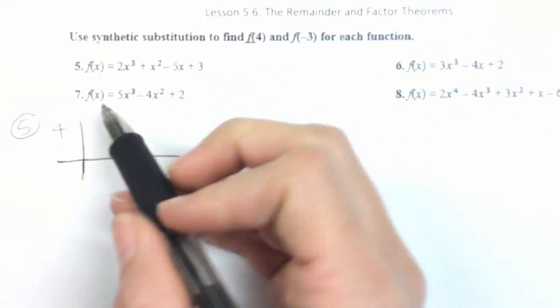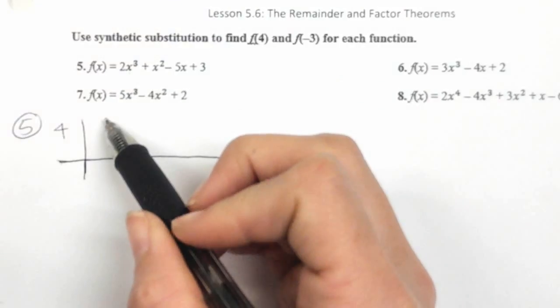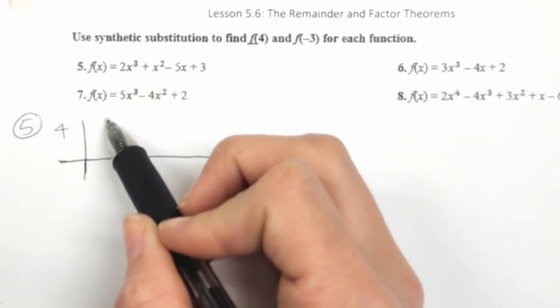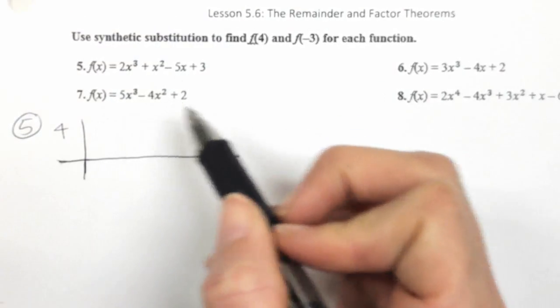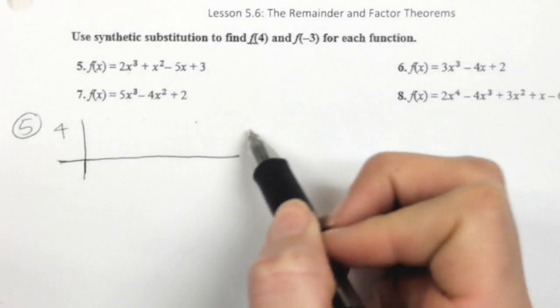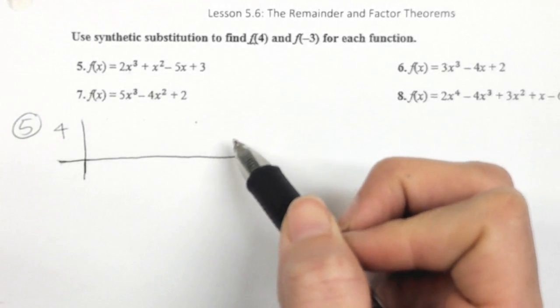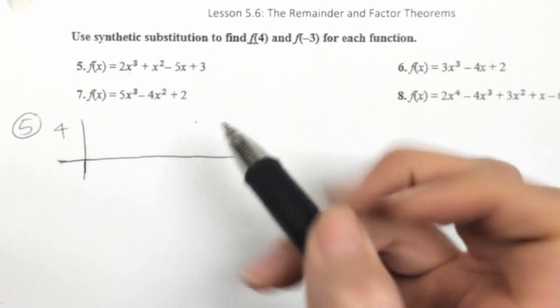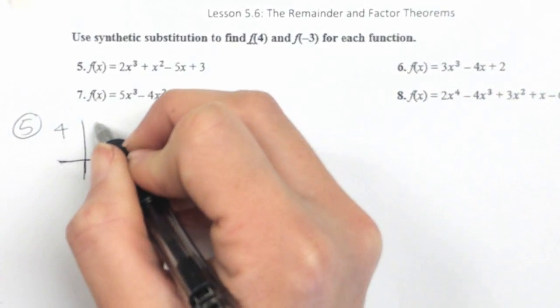And the highest power in number 5 is what? 3. So it needs to go in order, right? The coefficient for the power of 3 needs to go here, then the power of 2, then the power of 1, then the power of 0. What happens if we were to skip a power? We would put a 0. Good. So what's the first coefficient we're going to put?